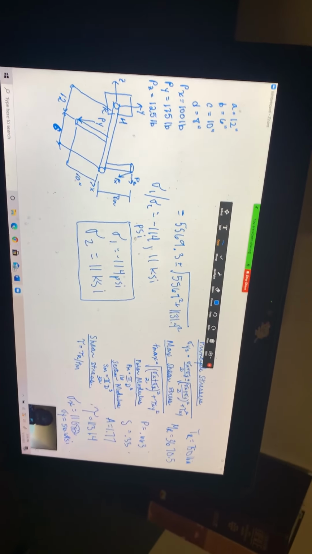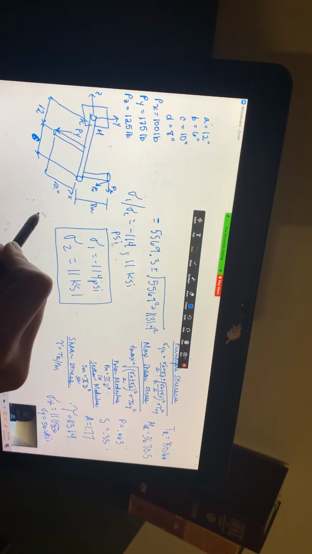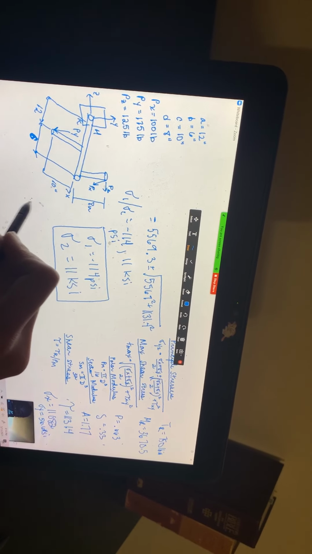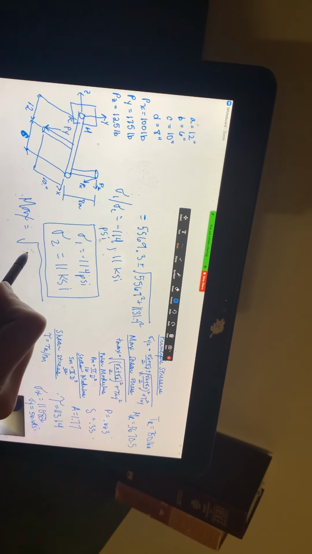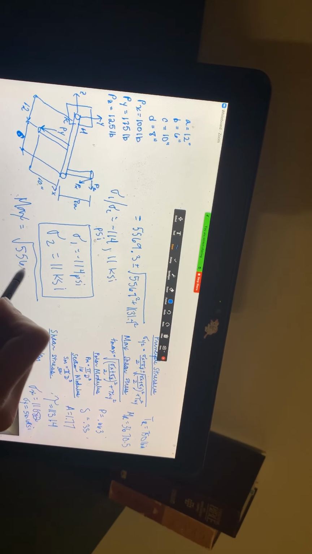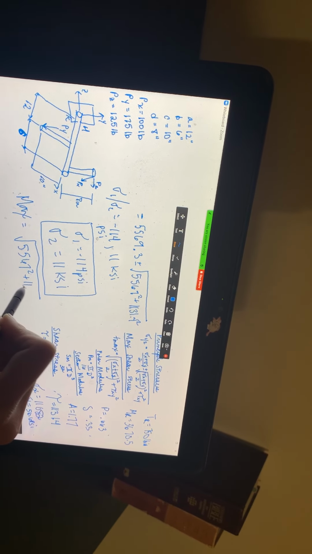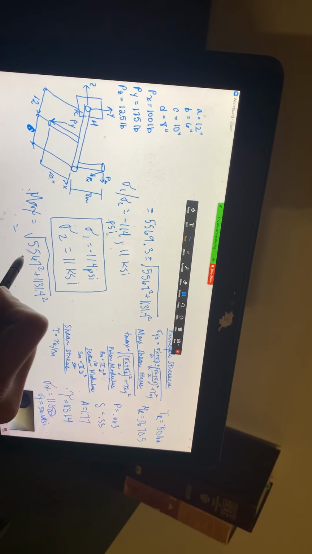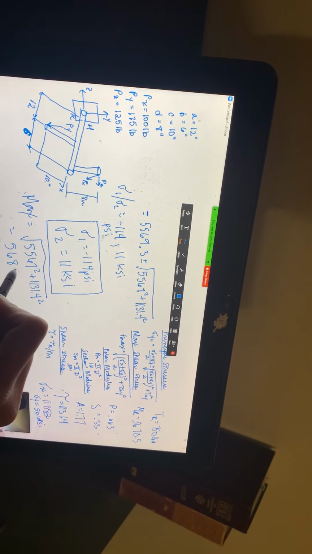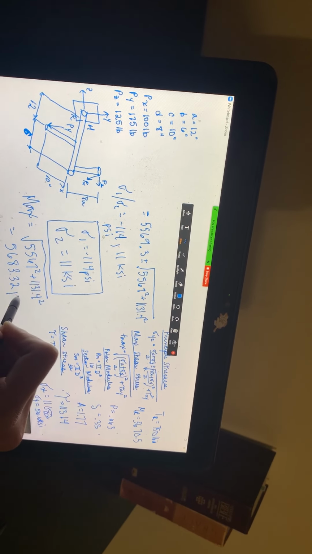Now the max shear stress is just, and the answer for that is 5,683.32 psi.